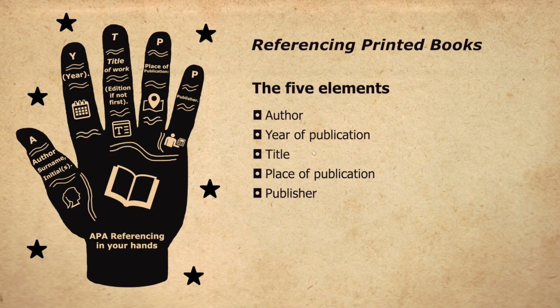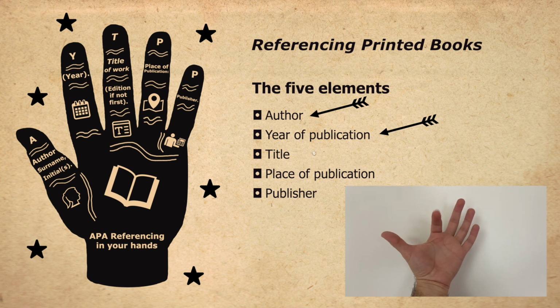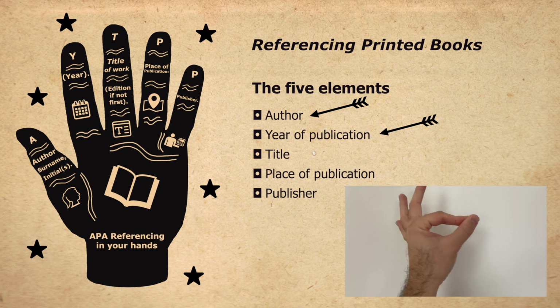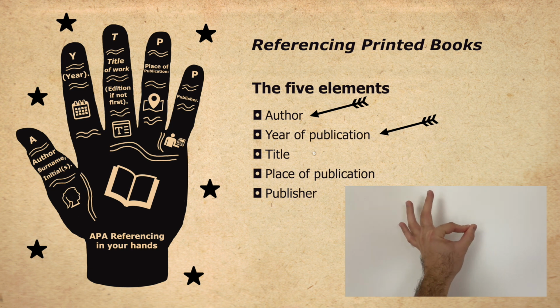Now, when it comes to citing the book, there are only 2 of the 5 components listed here which you will need to use, and those are the author and the year of publication. A trick for remembering how to cite using our palms is to join your thumb and your index finger to form the OK hand sign like this. You then have the author and the year, and you can format this in the following 2 ways.